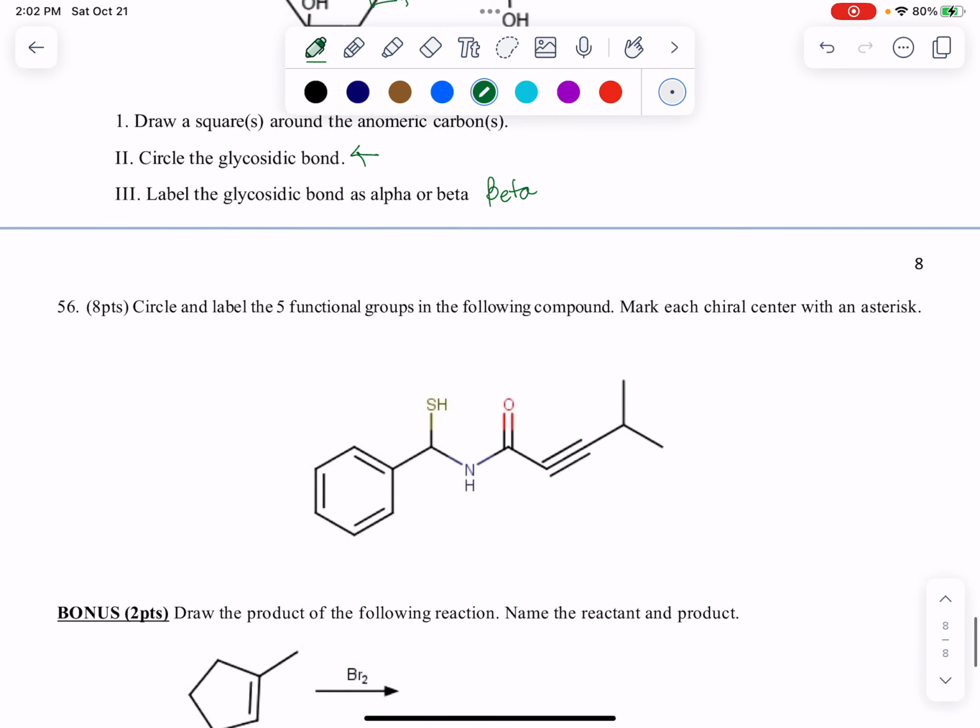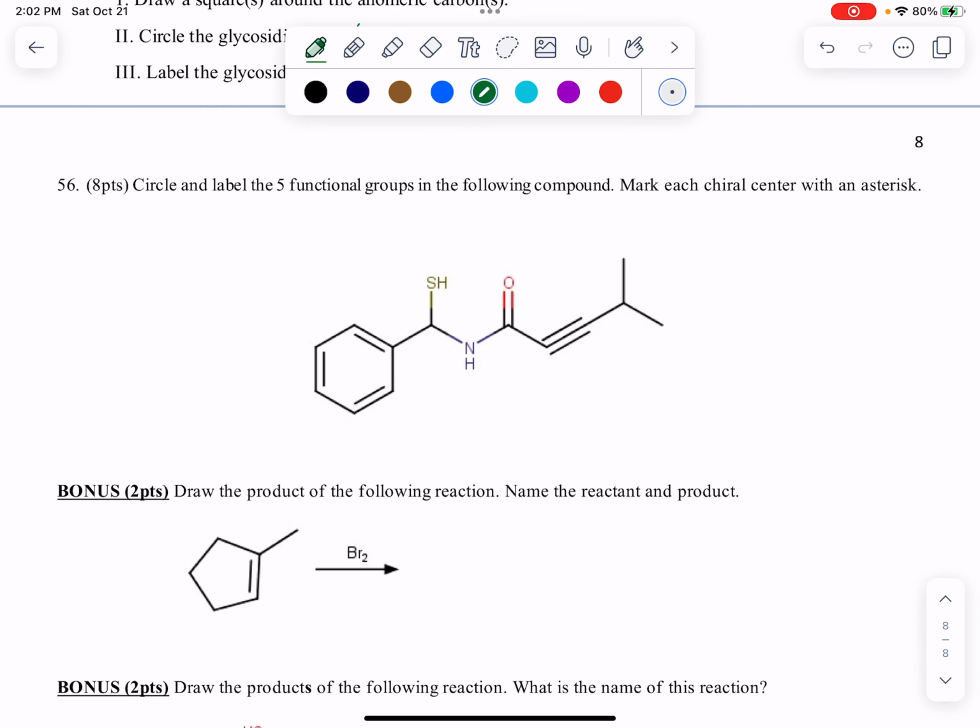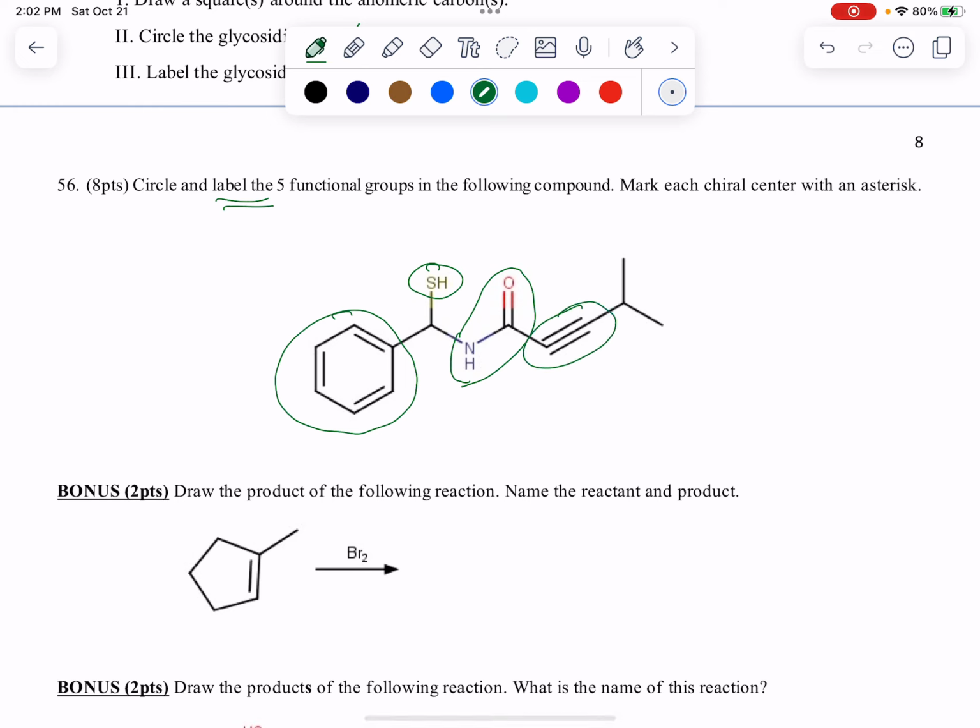All right. Circle and label the 5 functional groups in the following molecule. Mark each chiral center with an asterisk. All right, I have a benzene ring or an aromatic. I have a thiol, and you should be labeling these. This is a thiol. With the NH next to the double bond O, this is an amide group. This is an alkyne group. And this is an isopropyl group.